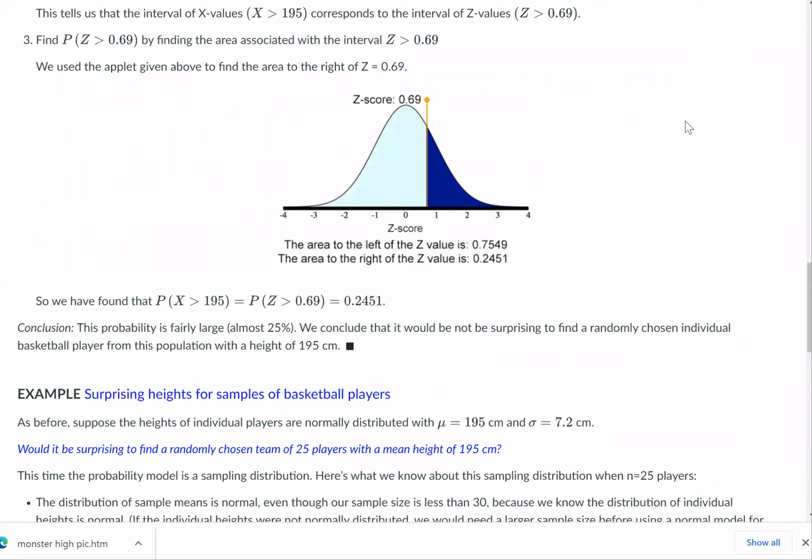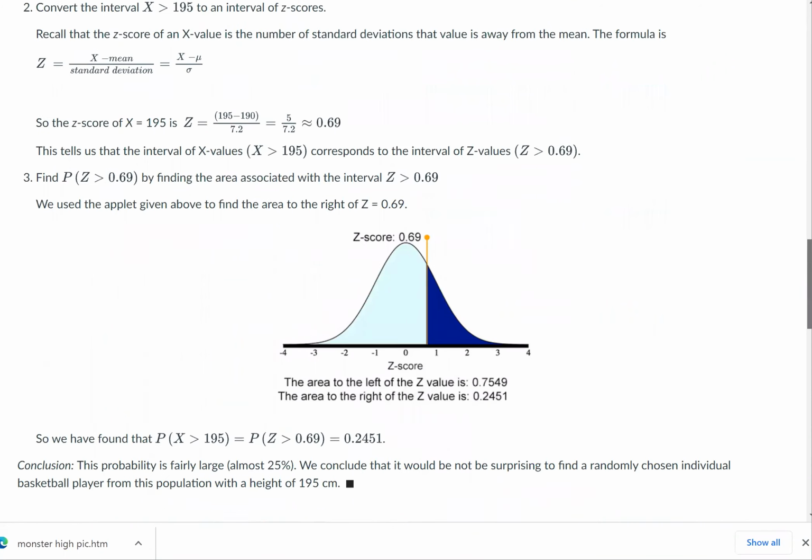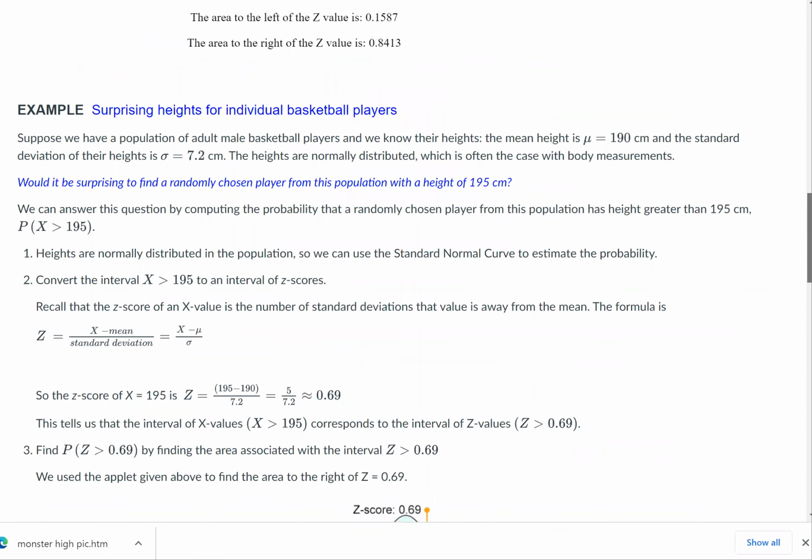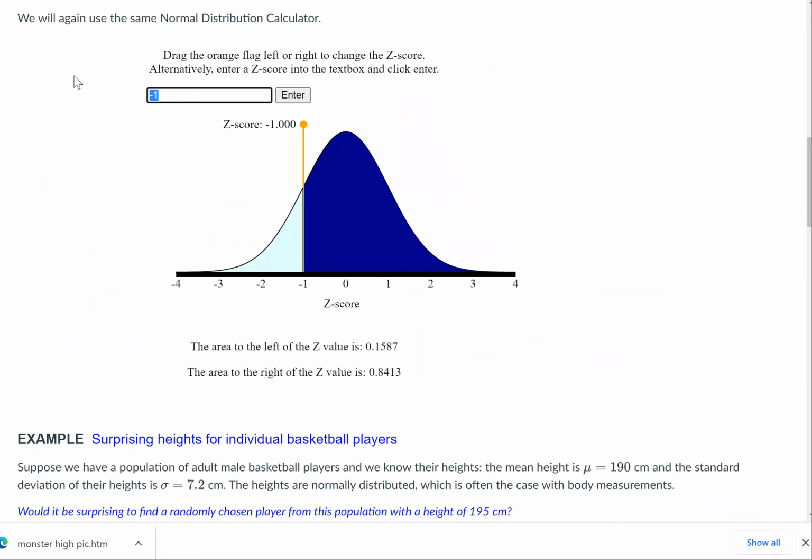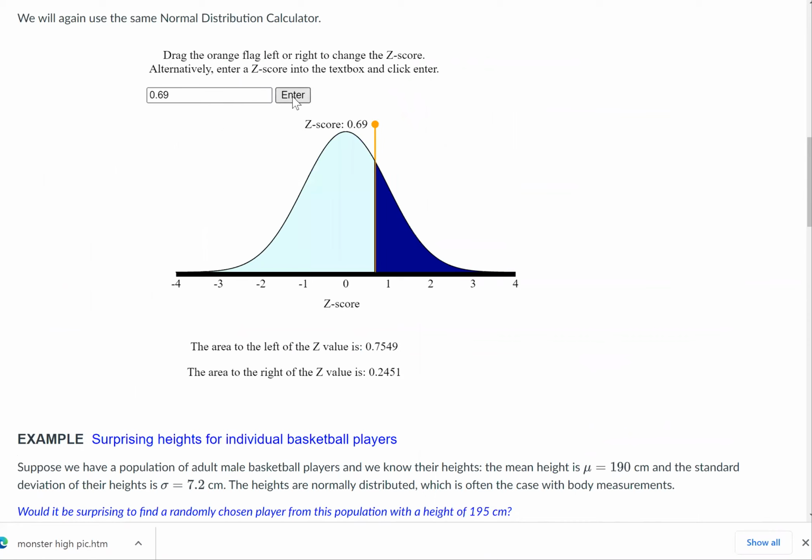So if we type in a z-score of 0.69, we should be able to find the area to the right of that value. Remember we said, don't press enter on your keyboard because the applet doesn't like that. You have to press the enter button here. So it looks like the area to the left, that's not what we want because we want to know the probability that the height is greater than, those are the values on the right side, the larger ones. We don't want that. We want this other one. The area to the right of the z value is 0.245.